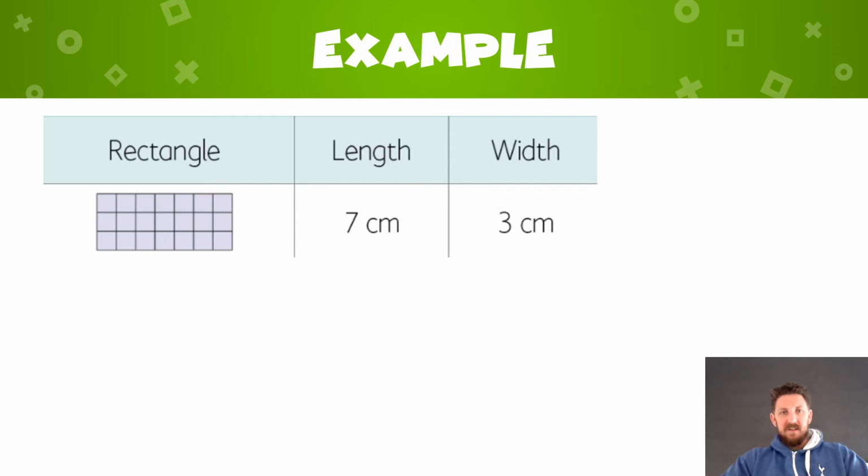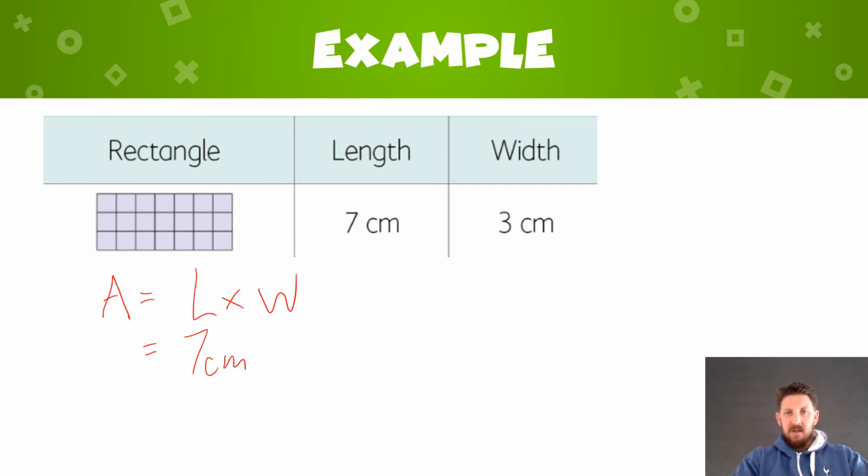So here's my first example. I've cut my rectangle up, and we can see here we have a 7 centimetre by 3 centimetre rectangle. The steps are really easy. The first step, whenever we are doing any kind of area, is we put in our rule. Our rule today is area is equal to length times width. Our length here is 7 centimetres. Our width here is 3 centimetres.